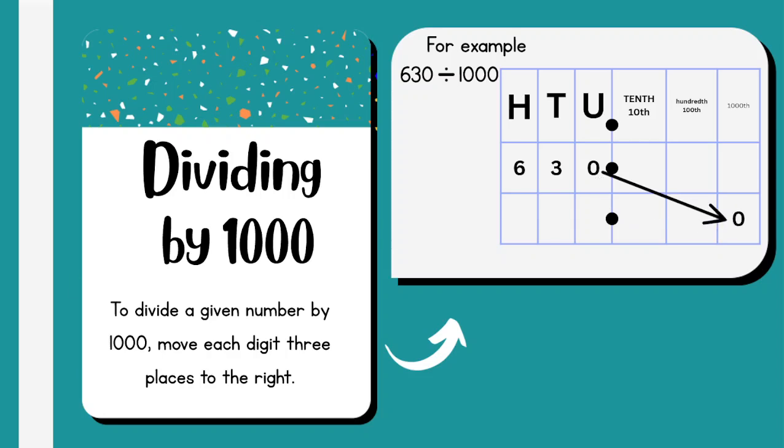So the same thing with 3 also moves next to it. And the 6 we also moved next to it. So we have moved each of them 3 places to the right. 3 places to the right. So we have changed their values. So in that case, that means the answer is 0.630, which is the same thing as 0.63.